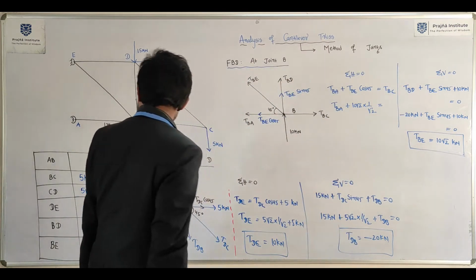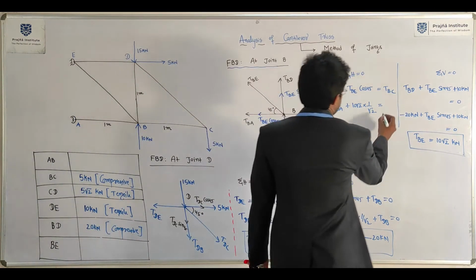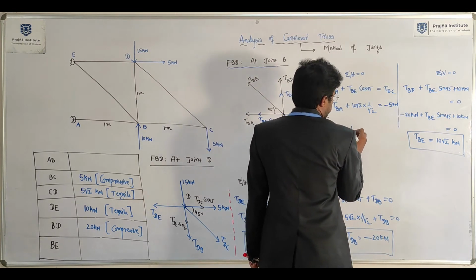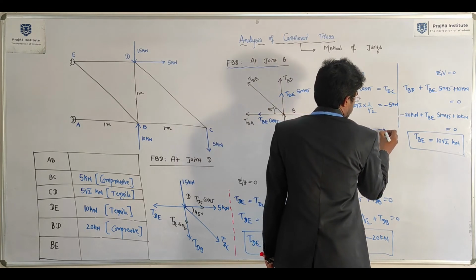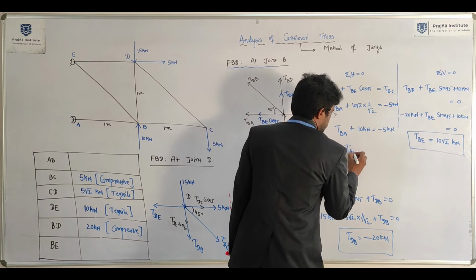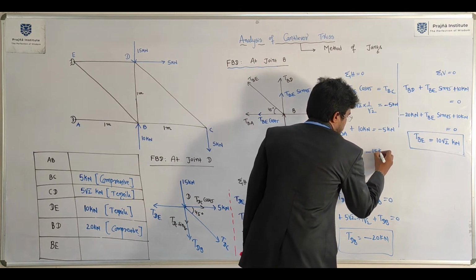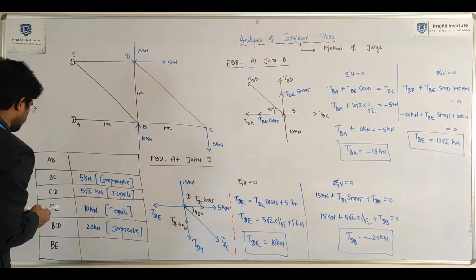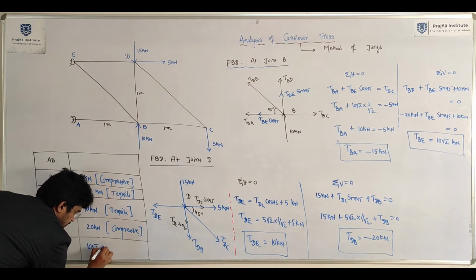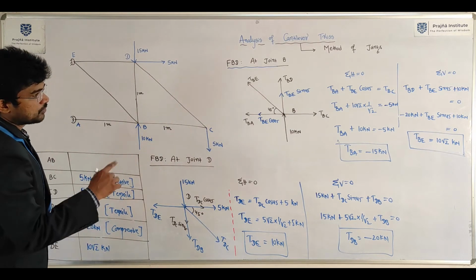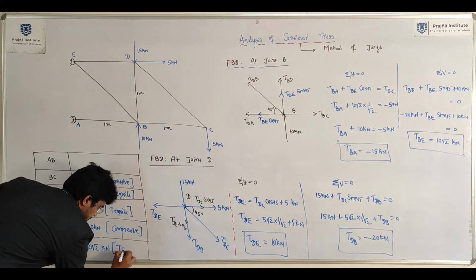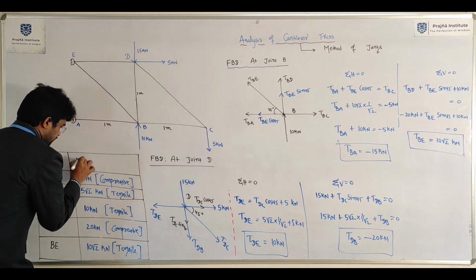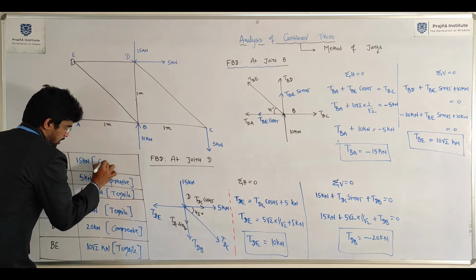What is the force in the member BC? 5 kilonewton compressive, minus 5 kilonewton. Then TBA plus 10 kilonewton minus 5 kilonewton. Finally, force in the member BA minus 15 kilonewton. So, what is the force in the member BE? 10 root 2 kilonewton tensile. Now, what is the force in the member AB? 15 kilonewton compressive.